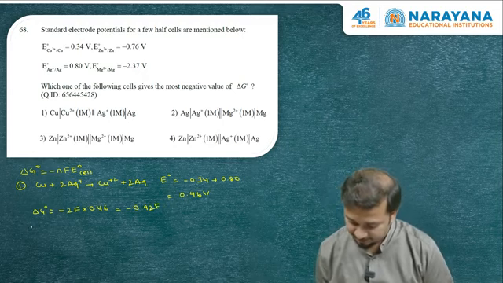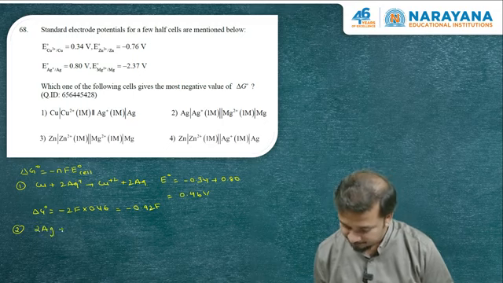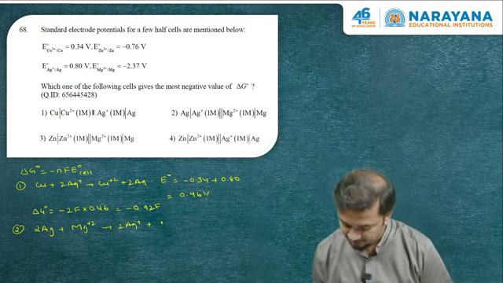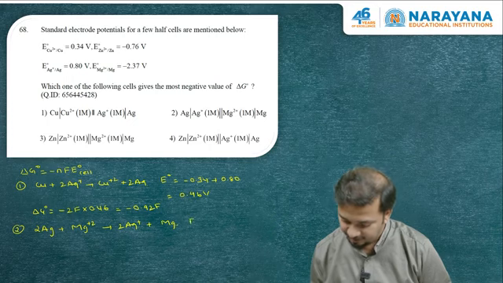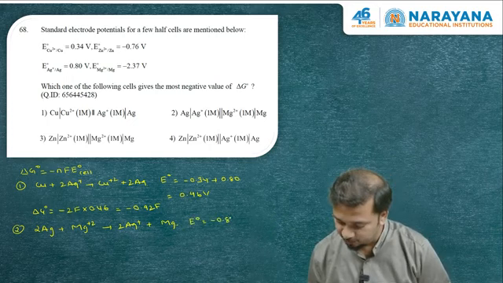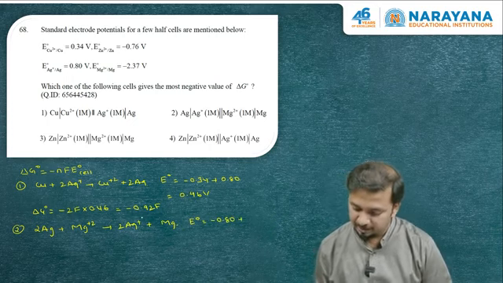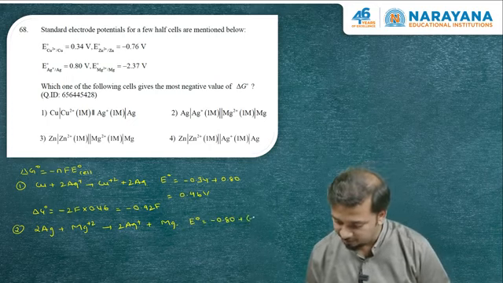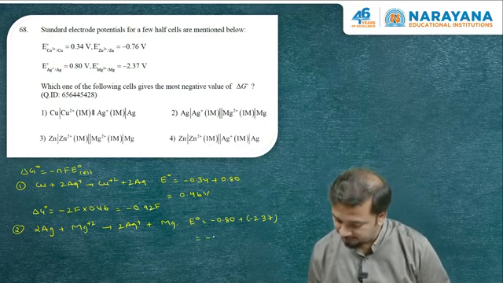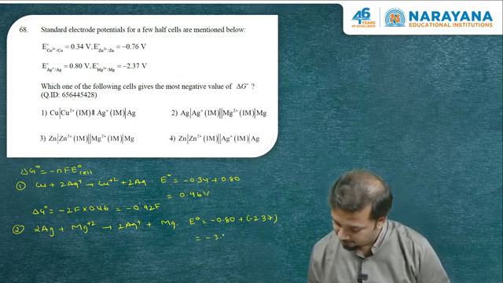Next equation will be 2Ag plus Mg2+ becoming 2Ag+ plus magnesium. E naught for this: Ag is getting converted to Ag+, it is minus 0.80, plus Mg2+ is getting converted to Mg, so it is minus 2.37. So it will be equal to minus 3.17.